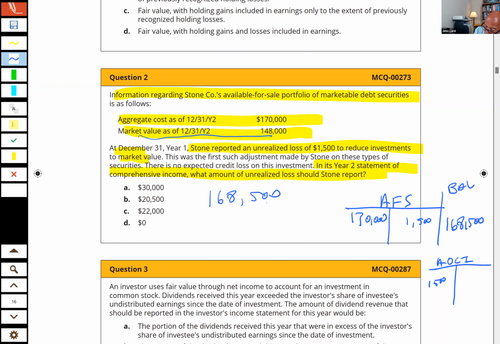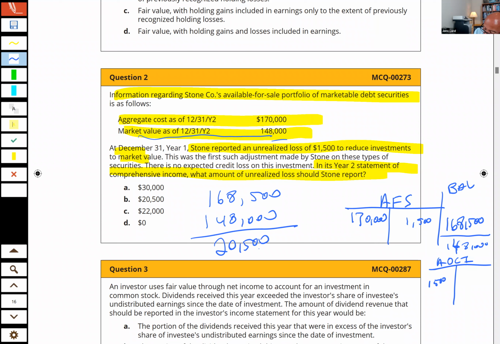168,500. And we need to bring it down to what? To 148, don't we? That's what we want to show as the balance. Okay, 148,000. So if that's the case, the difference between the 148,000 and the 168,500 is an additional 20,500.